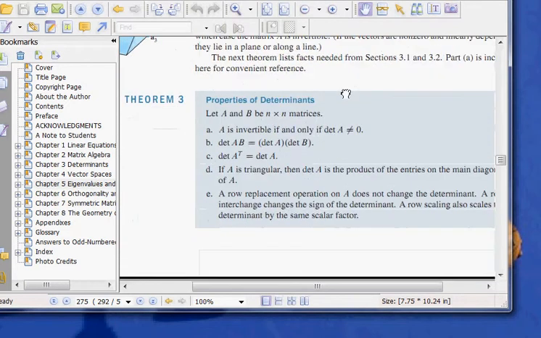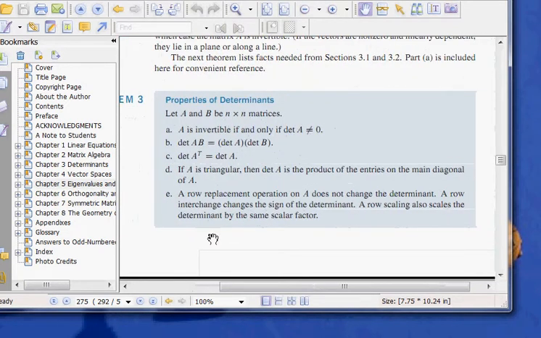Properties of determinants. Honestly, I think you know what those are, right? A is invertible if and only if the determinant does not equal 0. The determinant of a product is the product of the determinants. The determinant of the transpose is the same as the determinant of A. If it's triangular, the determinant is the product of the diagonal entries. A row replacement does nothing. A row interchange changes signs. A scaling multiplies the determinant by the scale factor.